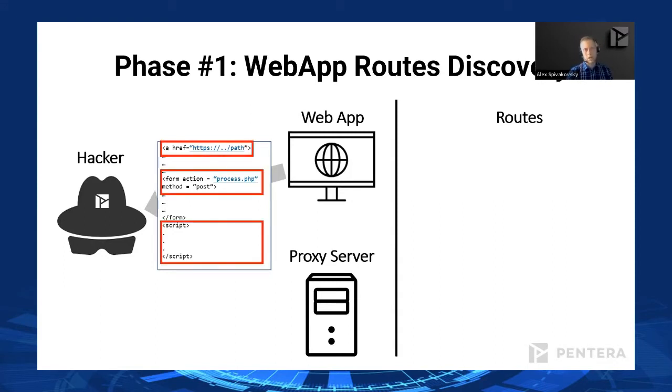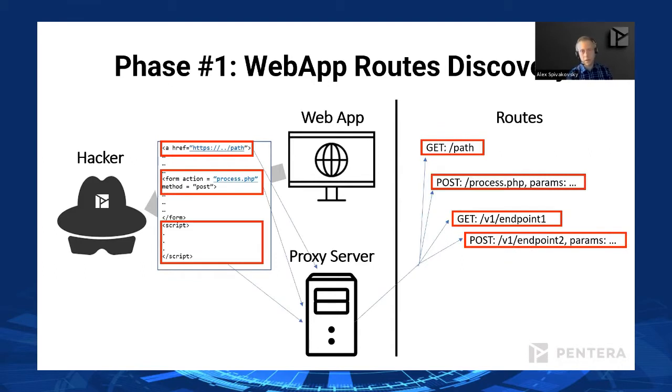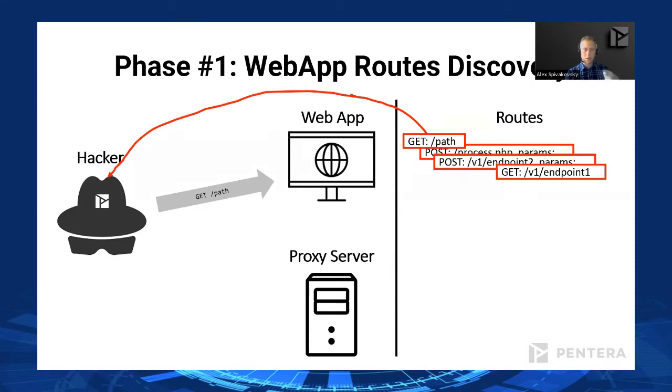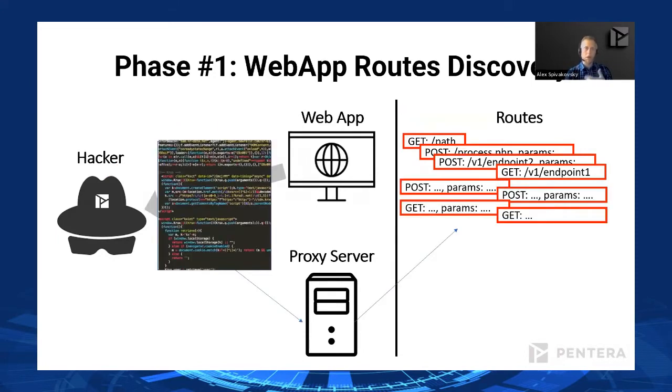All of those are transmitted into the proxy server, and the proxy server says, okay, I have a request to this path, I have a POST request to that path with those parameters, and so on. Great, we have an initial list of routes. We will take each and every one of those routes and request them from the web app. A new request, a new page will be shifted into the proxy server, and the proxy server will collect more requests and more possible web routes.